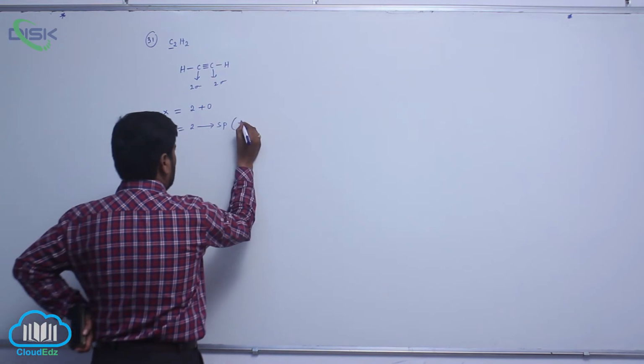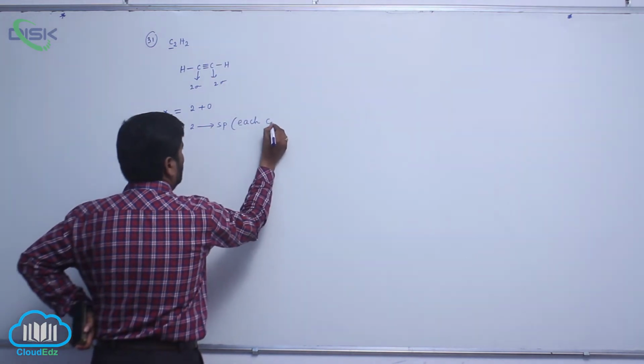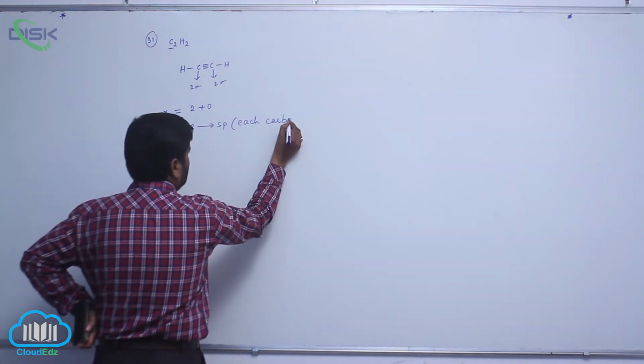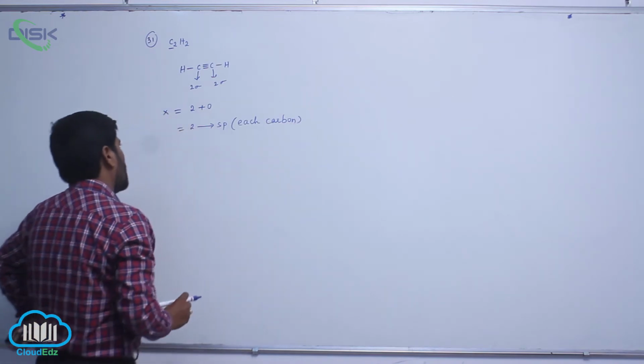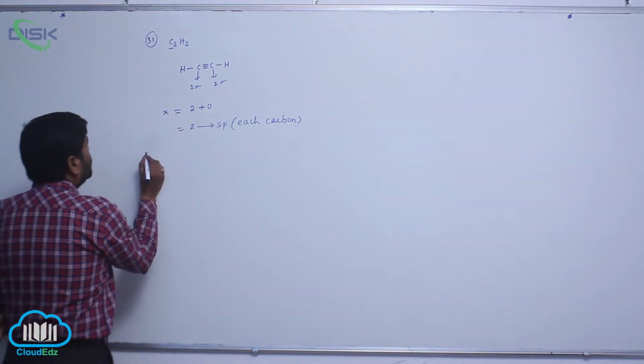So each carbon is sp hybridization. Each carbon has which one? sp hybridization.